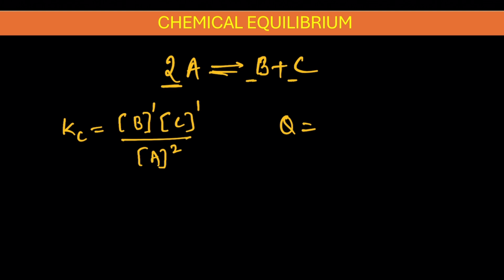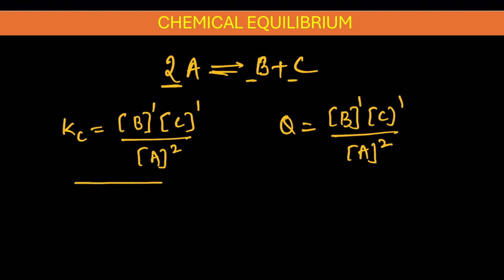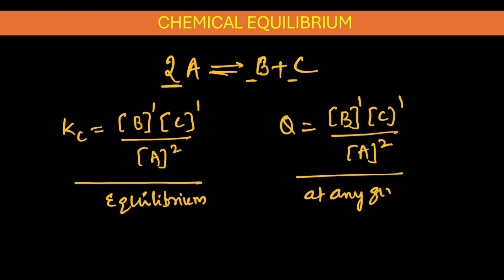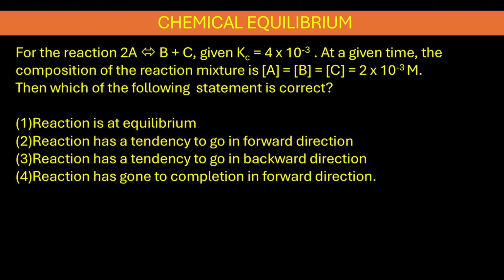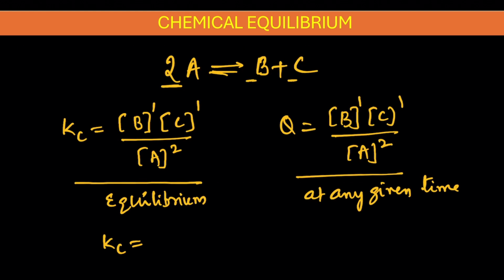Now what will be Q? The formula of Q is also the same. Concentration of B to the power 1, C to the power 1, and concentration of A to the power 2. That is what I said. Technically the formula is the same. But here all the concentrations are at equilibrium, whereas here it is at any given time. So now what is the Kc value given? The Kc value is given as 4 into 10 power minus 3. Now we need to find out Q.